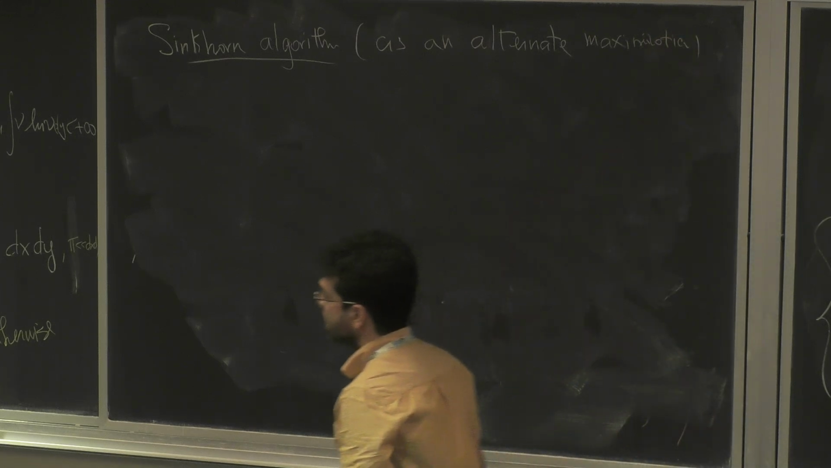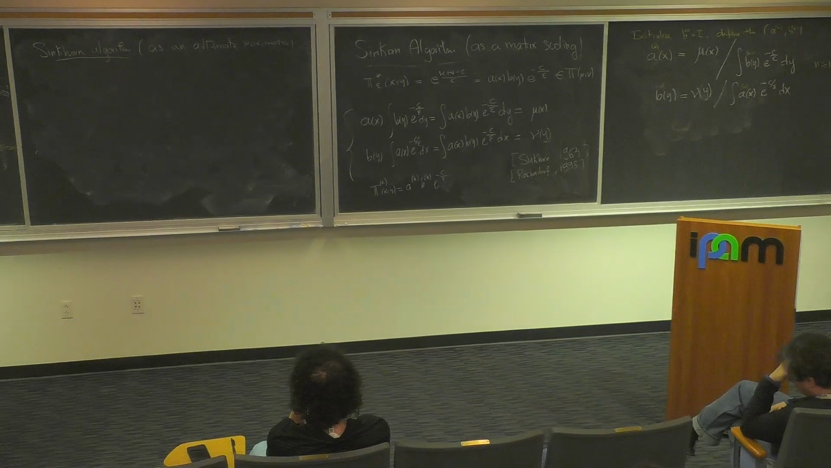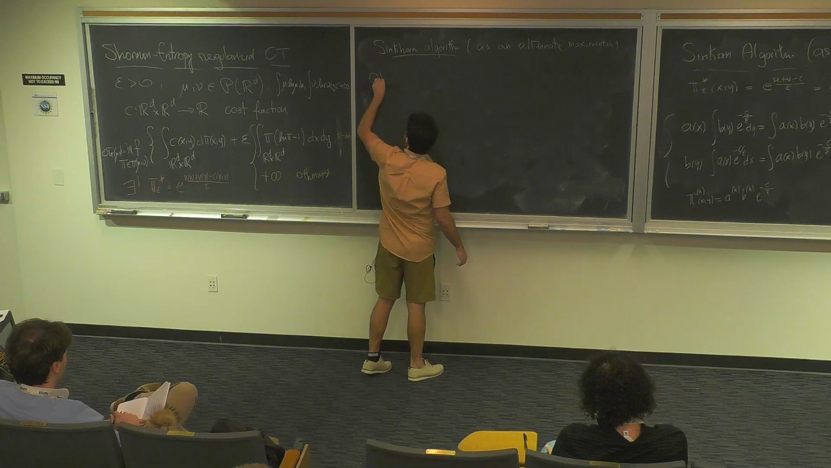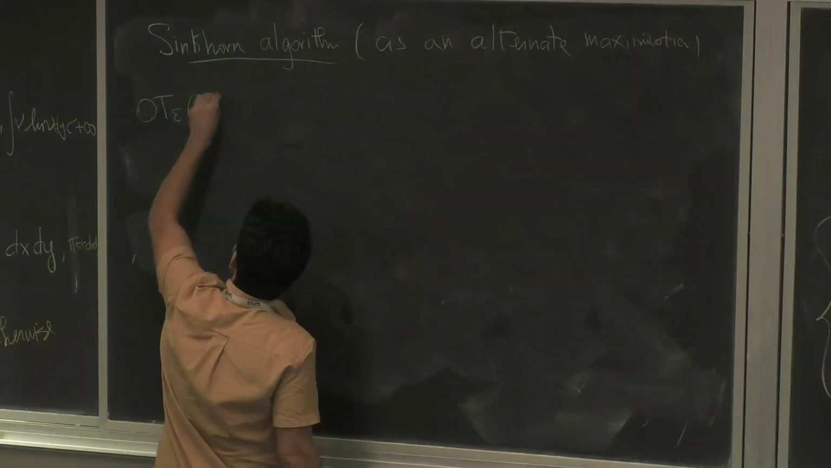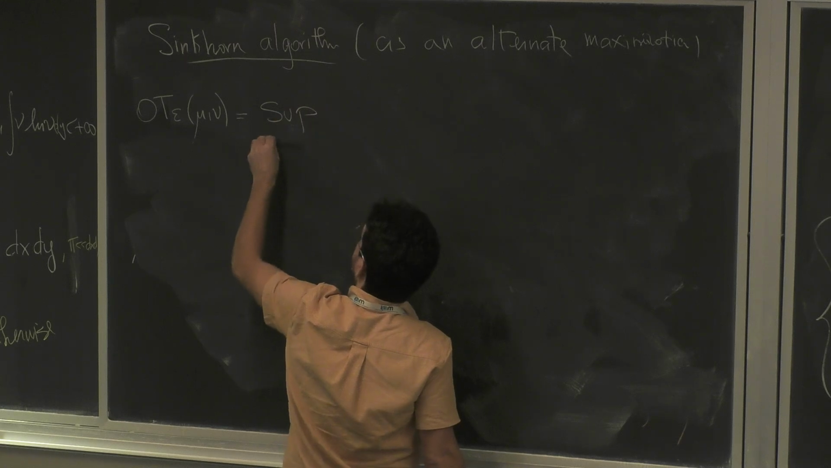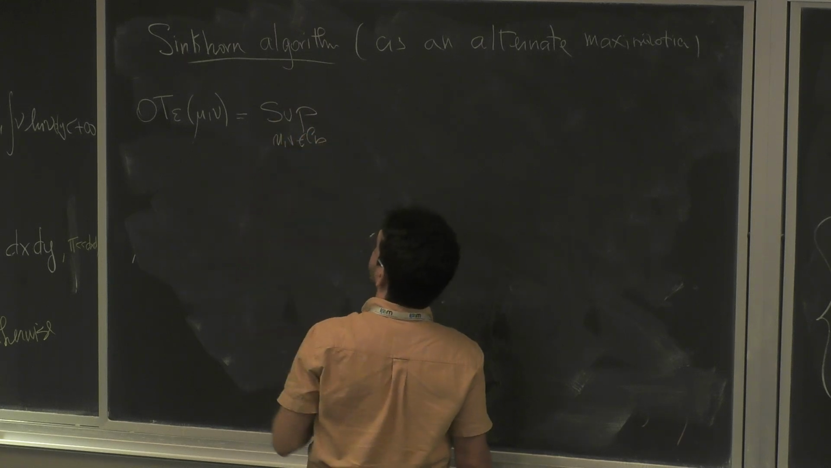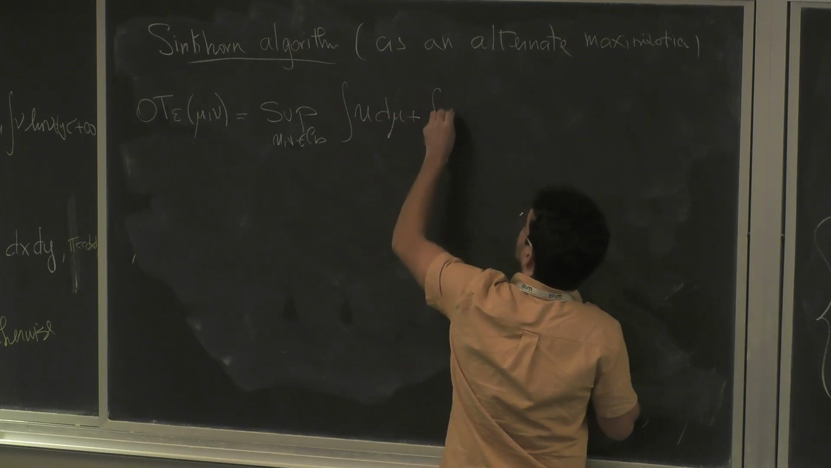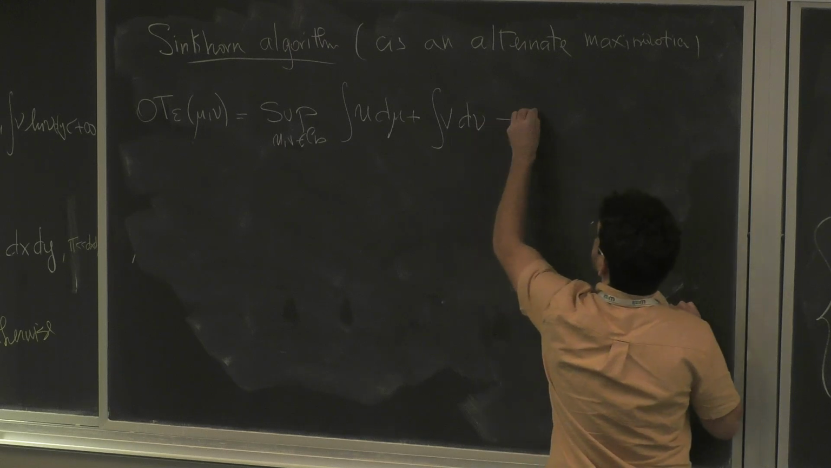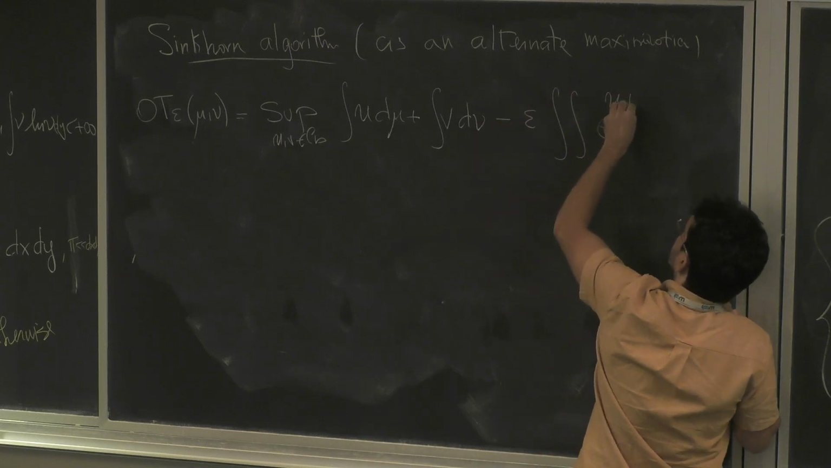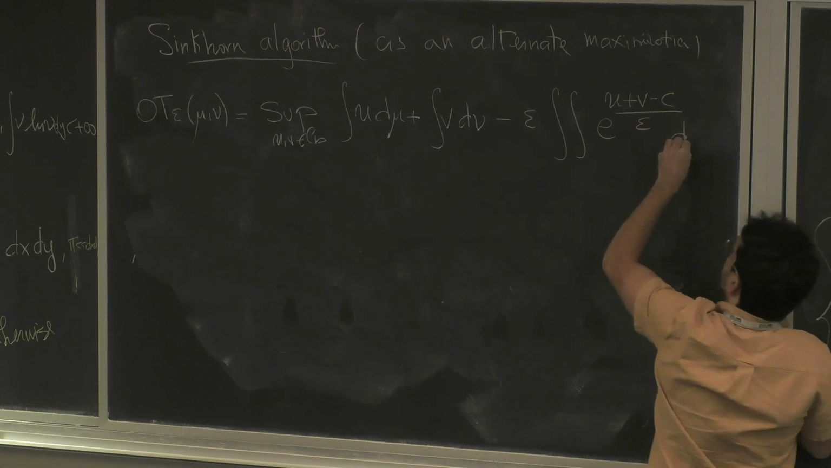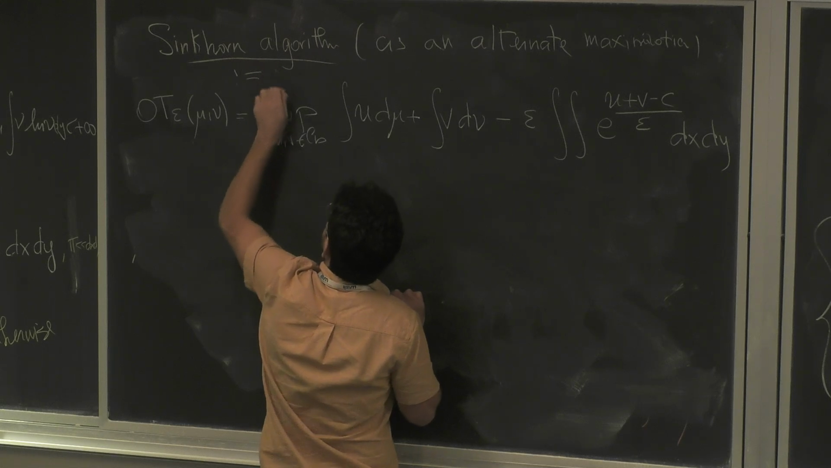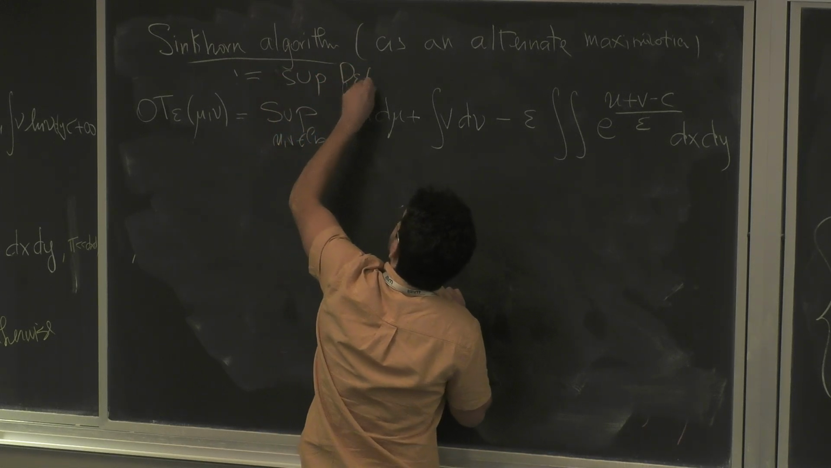And the idea is that I can look at this problem as a minimization over the transport plan, or alternatively, I can look at it as a maximization over functions u and v that are continuous and bounded. So this is the dual functional, what we called the dual functional before, dx dy. I'm going to baptize it as the sup of D of u and v.